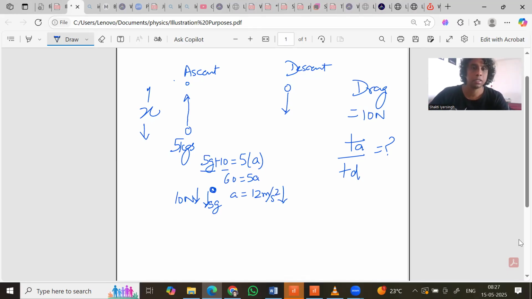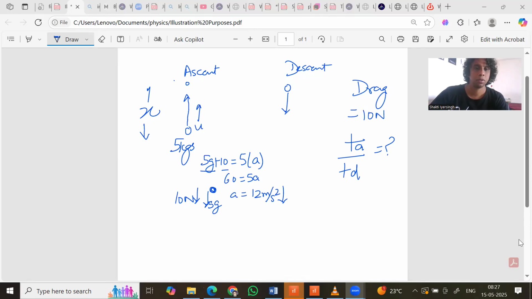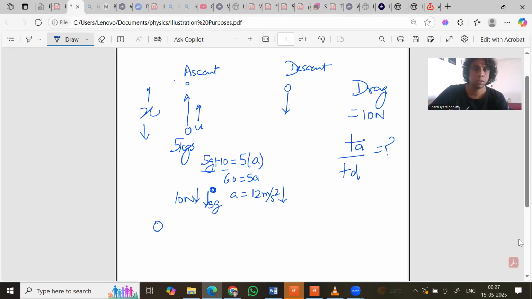Now, let's say it starts with an initial velocity of u. So what happens now? We reach the top and the velocity goes to 0. So 0 minus u upon, let's say, the time of ascent is ta. This is going to be the net deceleration, and this is equal to minus 12. So from here, what I get is u equals 12 ta.